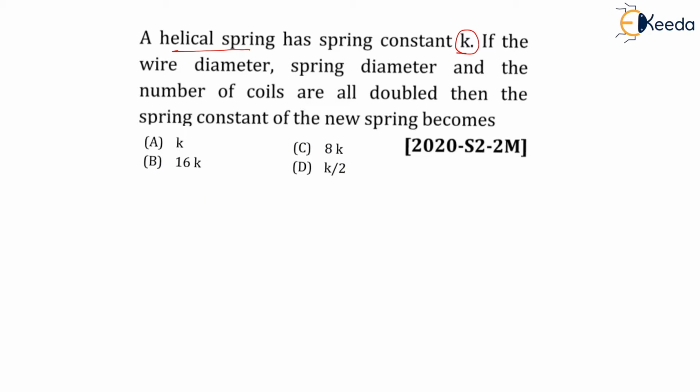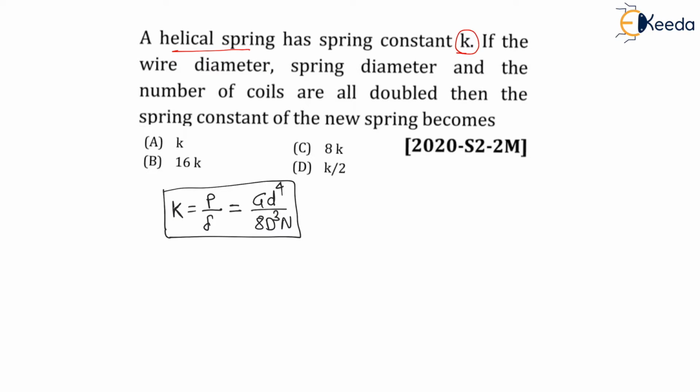Now my dear students, here they have given that spring constant K. Spring constant is nothing but spring stiffness, and this spring stiffness is nothing but force on the spring divided by spring deformation. And in theory lectures we have derived this formula: K is equal to G d power 4 divided by 8 capital D cube capital N. This formula we have derived in previous lectures, right?